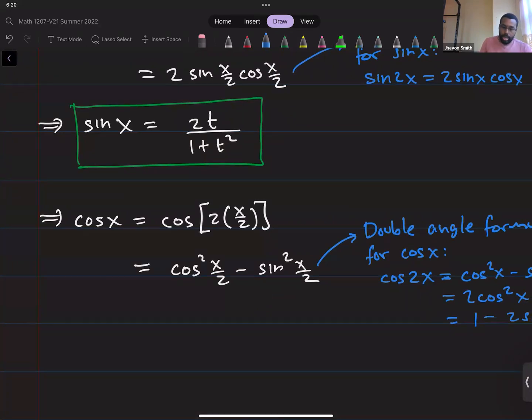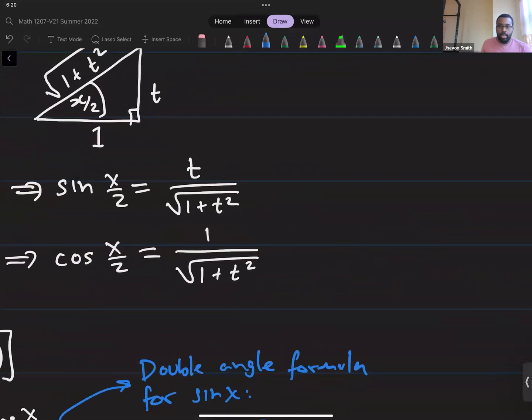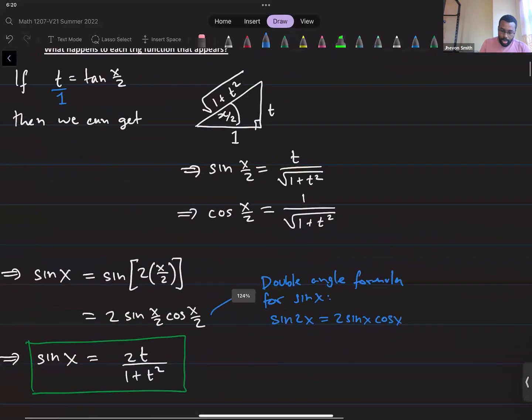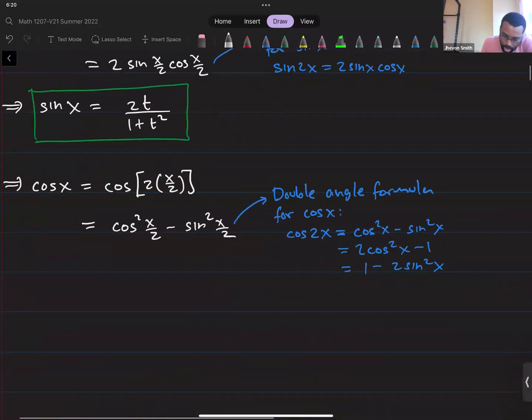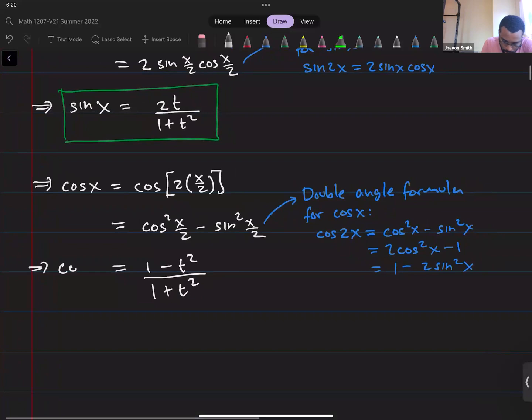So what you can do then is square the cosine and subtract the square of the sine. If I square the sine, I get t squared over 1 plus t squared. If I square the cosine, I get 1 over 1 plus t squared, and then I subtract them, and that essentially gives me the final thing that we want. It's 1 minus t squared over 1 plus t squared. And so that ends up being the expression that you can replace cosine with.